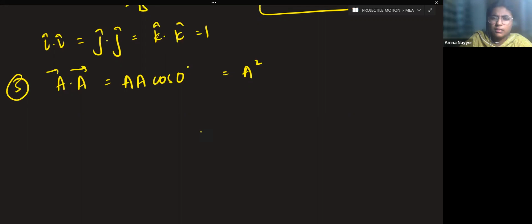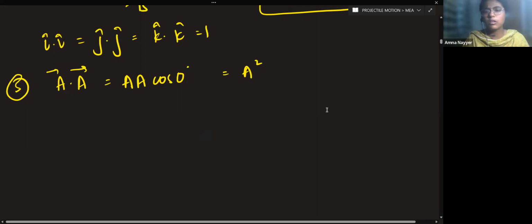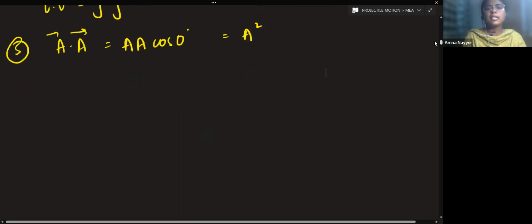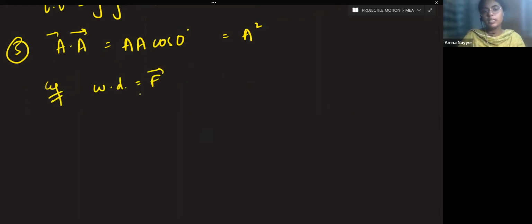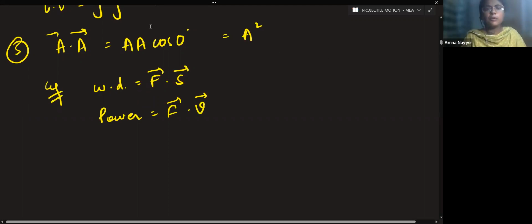This point is not mostly used in your calculations, but till here all the properties were important. And you can include examples of the dot product. For example, work done is calculated as F dot S. In lower classes we study it as force multiplied by displacement, but actually it is the dot product of force and displacement. Or even power: power is force dot velocity, F dot V, the dot product of force and velocity. Fine. So these are the points.